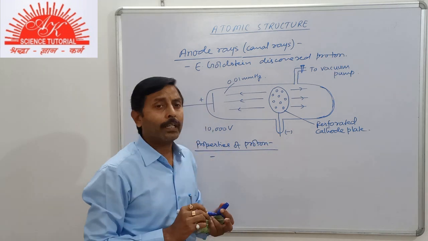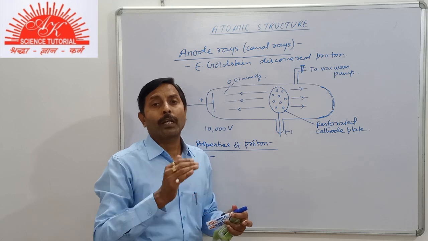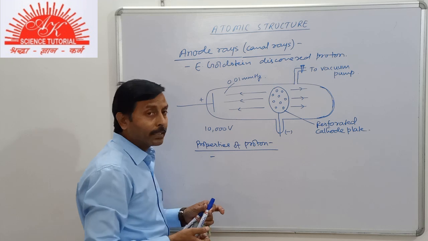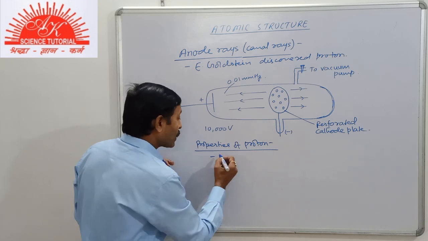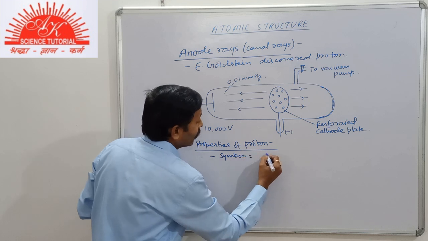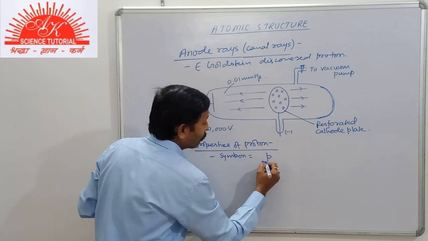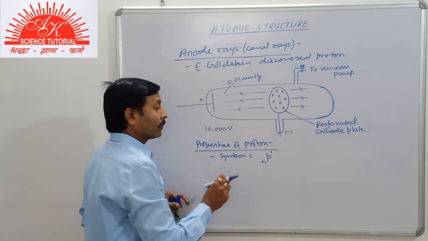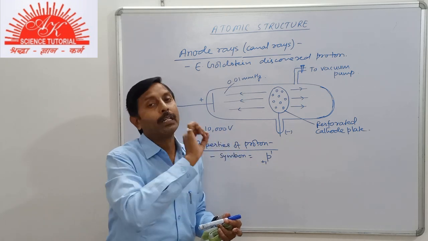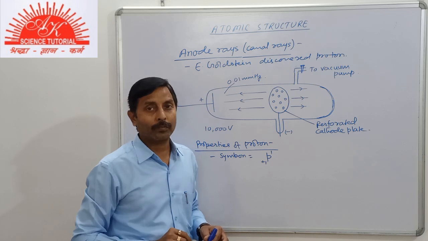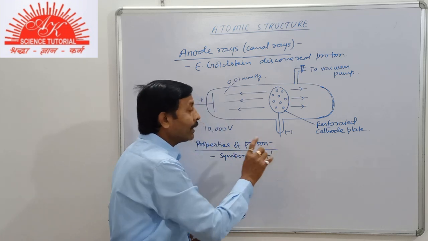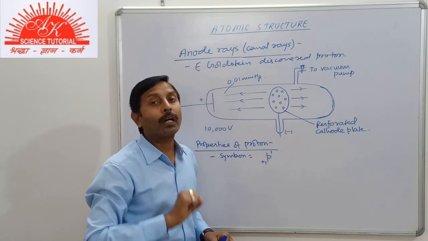If you study electron, proton and neutron in comparison, then you will be able to learn it more easily. Like the first point which we used for electron was symbol. For proton, it is +1 and 1. This +1 indicates that it has 1 unit of positive charge. This superscript 1 indicates that it has mass of 1 AMU.